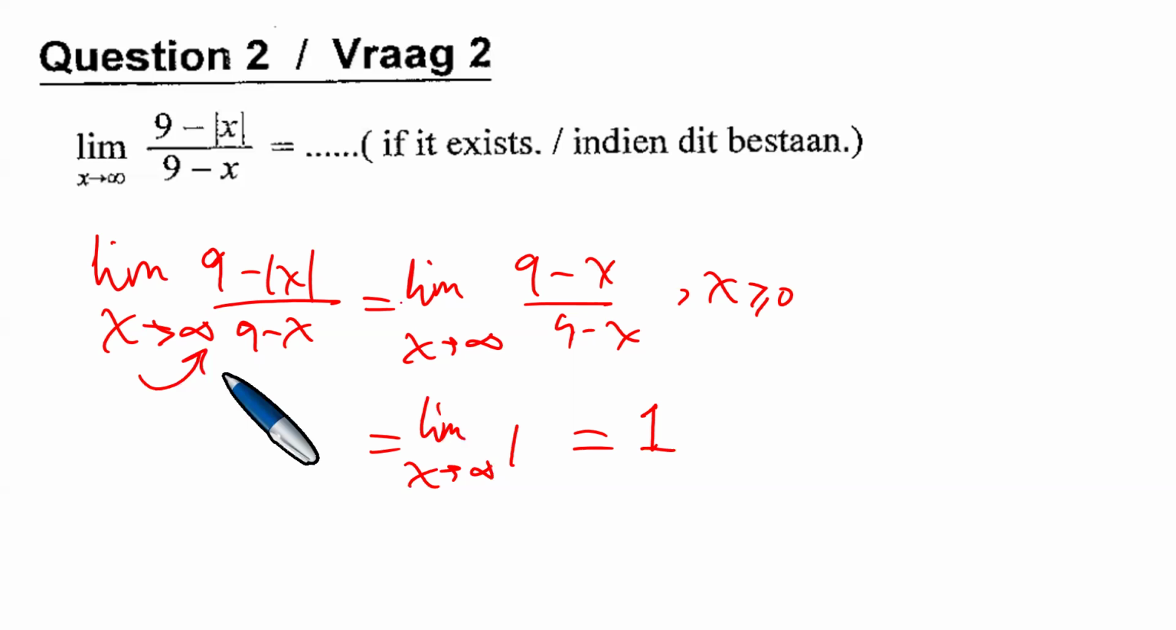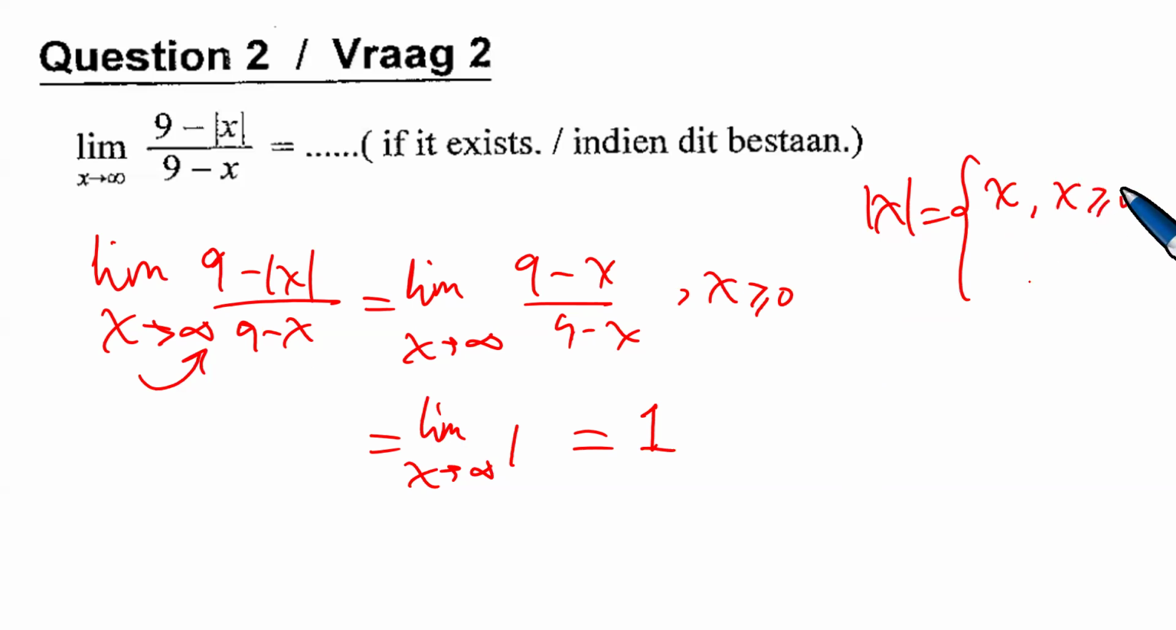Because as x approaches infinity, the absolute value obviously has two parts. It is x if x is greater or equal to 0, and it is minus x if x is negative. So whenever x is greater or equal to 0, the absolute value becomes just x, and therefore 9 minus x divided by 9 minus x is 1. And the limit of 1 is exactly 1. And that is the answer.